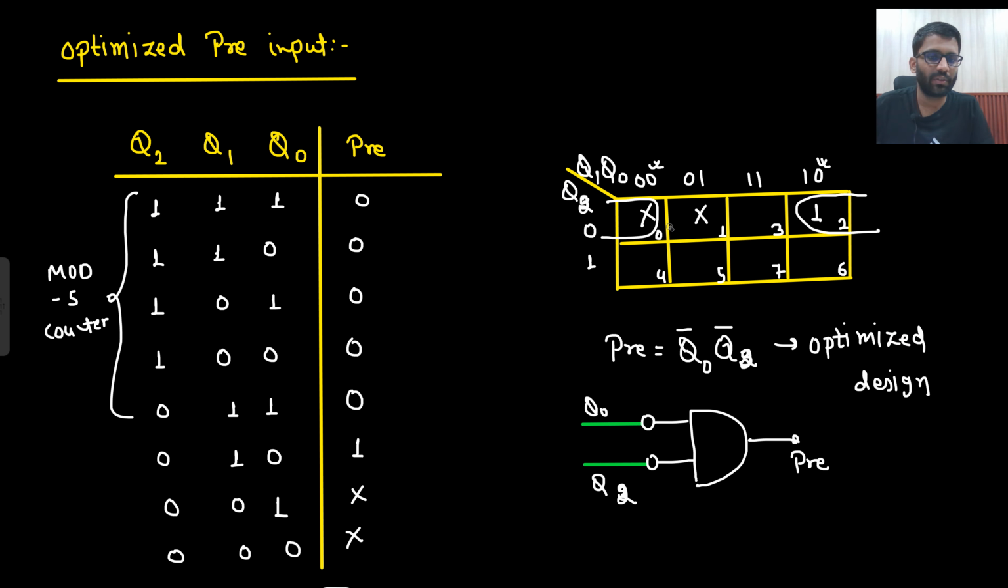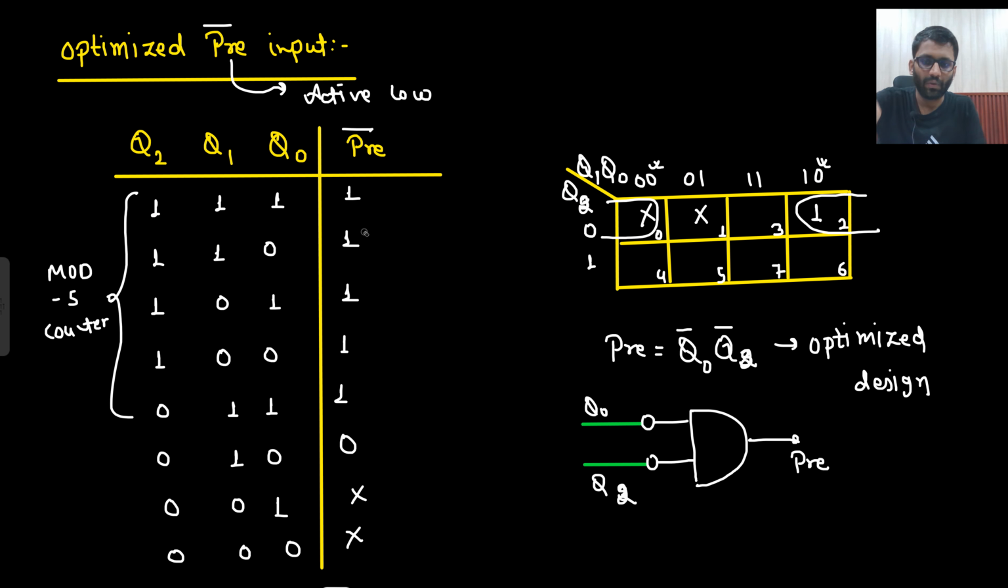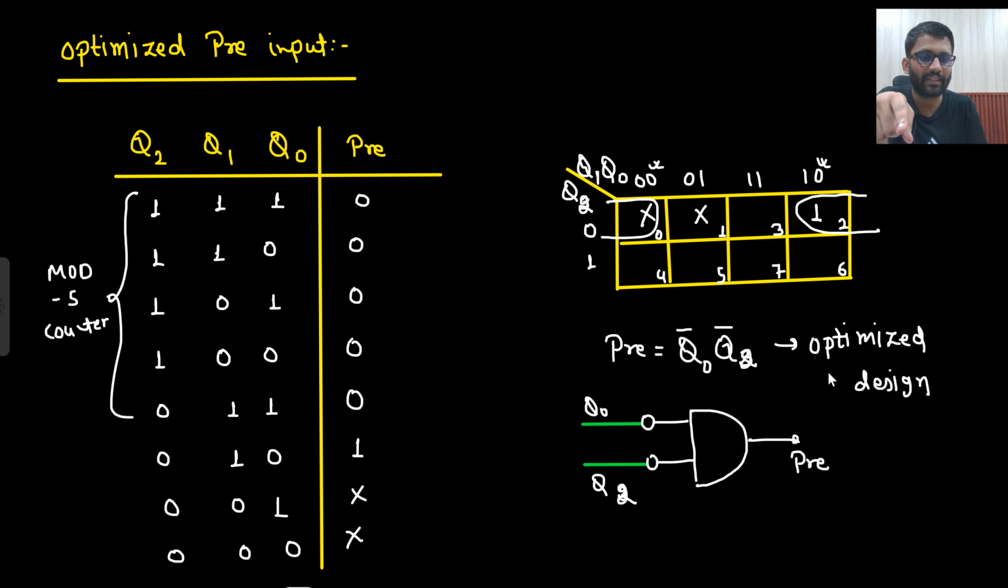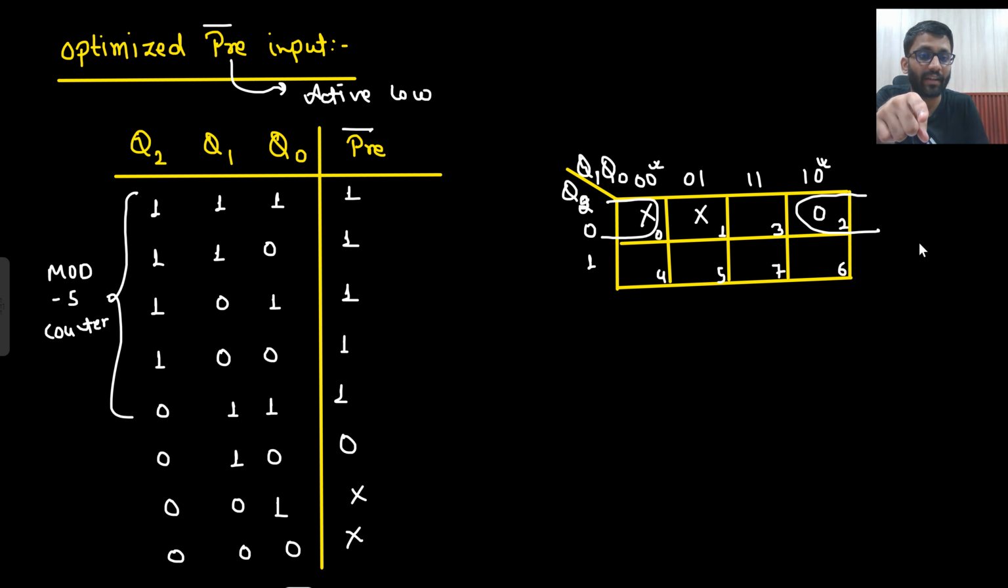So all these are 0 0 0. Sorry, here all these are 1 1 1, right? This will be 0. Say yes or no? This will be 0, right? Now what am I writing? In the previous case I was writing min terms. Now I am writing max terms: 0, don't care, don't care.